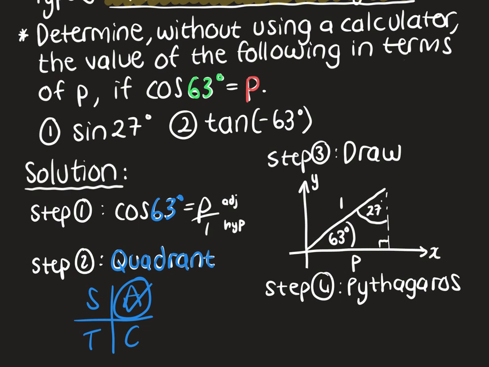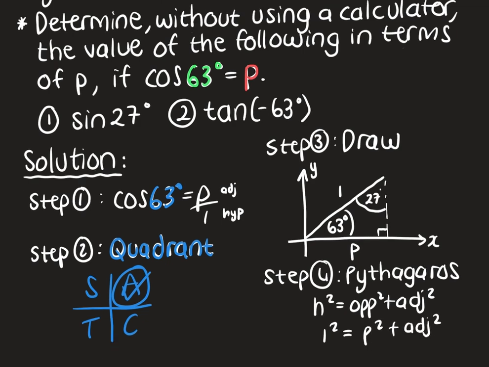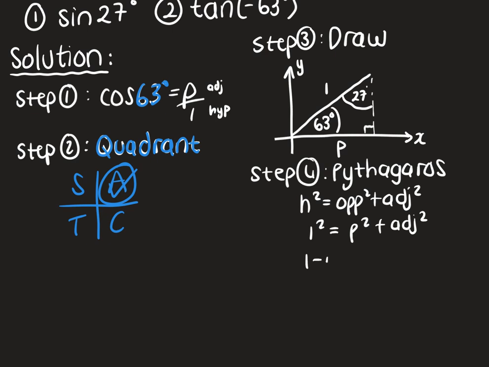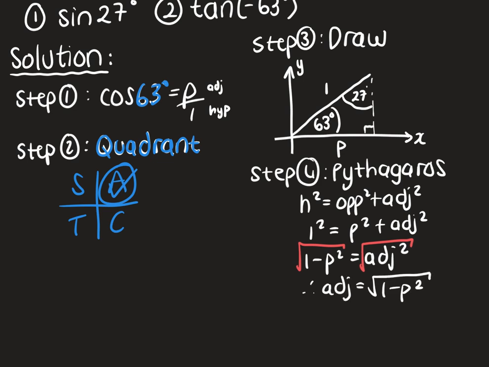So, we're going to say hypotenuse squared equals opposite squared plus adjacent side squared. So 1 squared equals p squared plus my adjacent side squared. Let's bring this over. So we're going to have 1 minus p squared equals our adjacent side squared. And then we can square root both sides. Therefore, my adjacent side is equal to the square root of 1 minus p squared. Okay, so we can put that in.